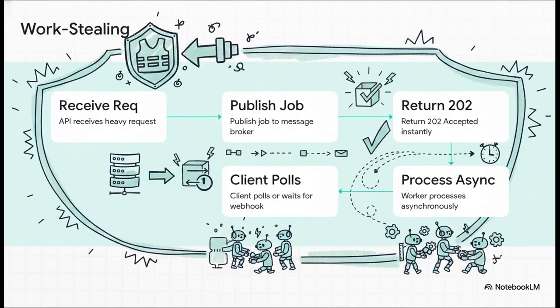And here is how this builds perfectly into the work stealing or job queue pattern. First, your API gets that heavy request. Second, instead of actually processing it right then and there, it publishes a job to a broker, like RabbitMQ or SQS. Third, it instantly returns that 202 accepted with a job ID. Fourth, a background worker, which is pulling from RabbitMQ, processes the job asynchronously entirely at its own pace. And finally, the client simply polls the server or waits for a webhook. By implementing this flow, you completely decouple the immediate web request from the heavy processing. It's like wrapping your API layer in a bulletproof vest against CPU exhaustion.